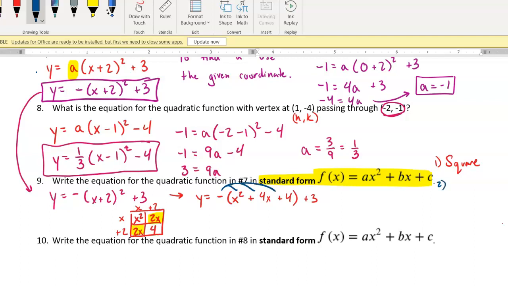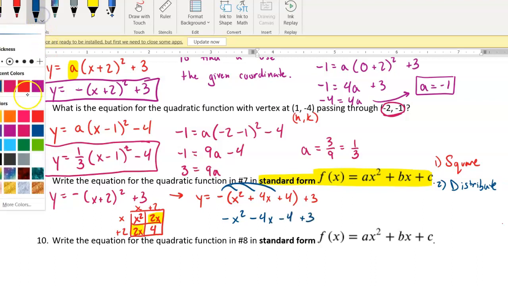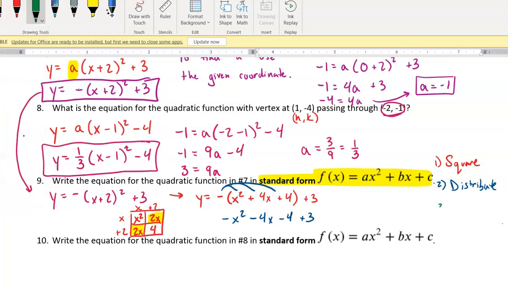So that brings us to our next step. Our next step is to distribute. So we distribute that negative through, so it would be negative x squared minus 4x minus 4, then bring down the plus 3. So our last step is to simplify. Do that by combining any like terms. So the negative x squared minus 4x stays the same, but negative 4 plus 3 combines to be negative 1. So that's your equation in standard form.